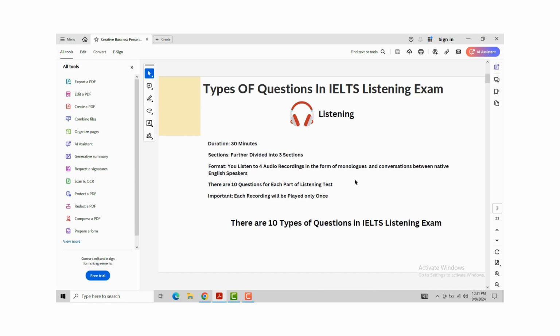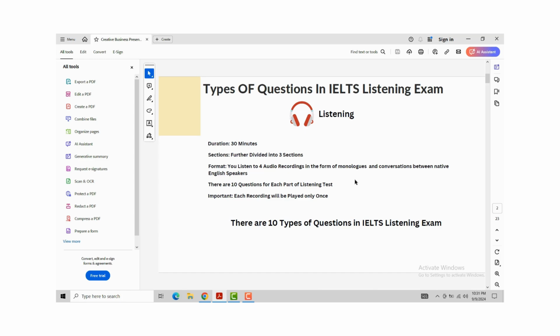There are 10 main types of questions. There may be other types of questions, but these are the main types of questions that you can see in the IELTS listening exam. Also keep in mind that not all these 10 types of questions are asked in every exam.